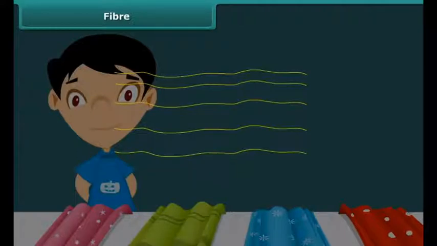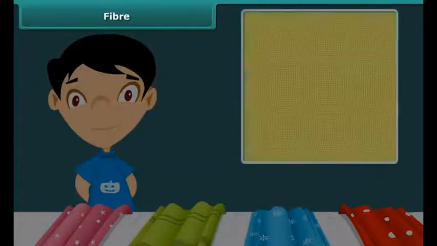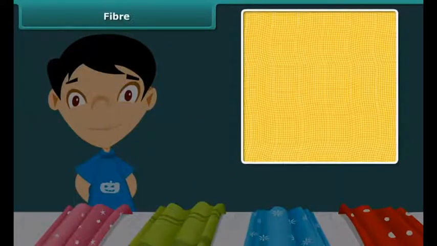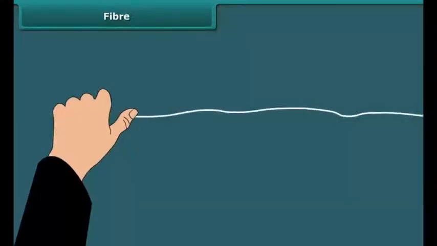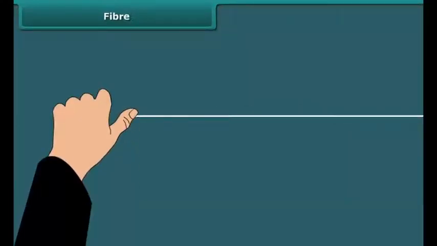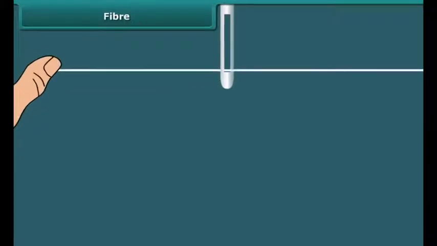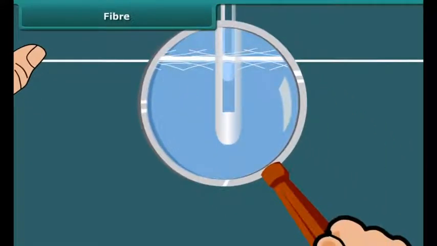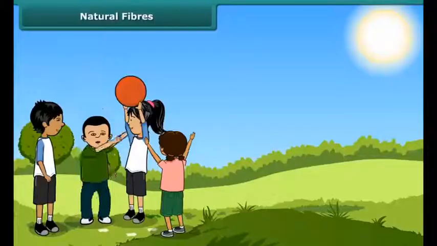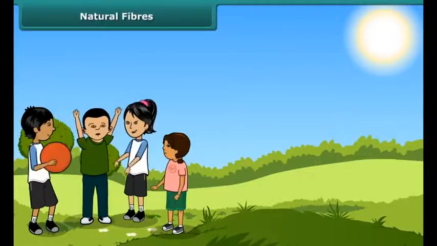These thin yarns are made up of still thinner strands called fibers. To understand this, take a piece of fabric. Take out a yarn from it. Now press one end of the yarn with your thumb. Scrub the other end of the yarn along its length with a needle. You can see that the yarn splits into thin strands. These thin strands are fibers.